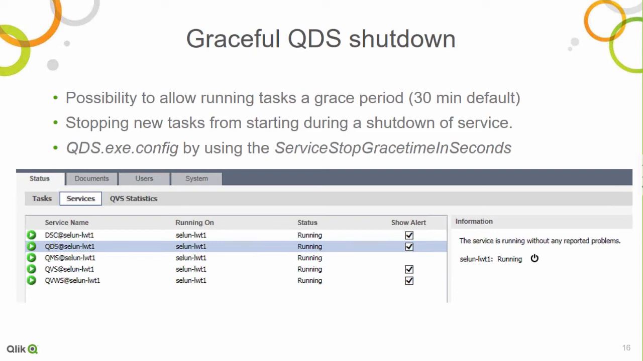We have a pretty nice to have feature added as well, called Graceful QDS shutdown. You can see the little power button in the screenshot here. Basically, it allows you to stop the publisher service for whatever reason. You're performing an upgrade or you need to restart it. But it will actually shut down gracefully. So it means that no new task will start on that node after you press that button, but it will actually stay up until currently running tasks are done. So it will still keep track of any tasks running and make sure that the status of those are updated.